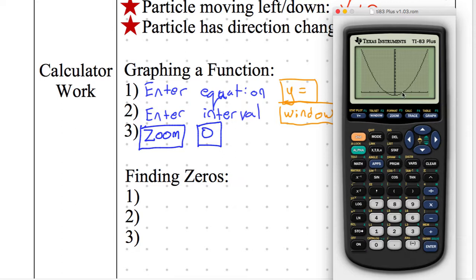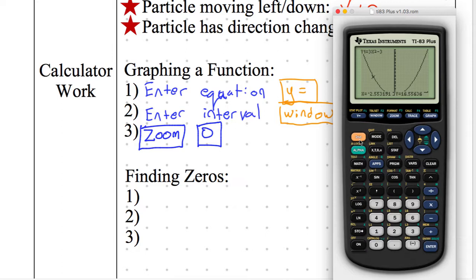So the way that you do that is we need to trace. Actually, we're going to calculate it. You could trace it and just kind of eyeball it and hit left, left, left until you get a y-coordinate of exactly 0. But you'll notice that I can't get exactly 0. I get to 0.12, and then it goes to negative 0.37. So by tracing it, you can see this little cursor move up and down, left and right. It traces the function. But we want to just calculate it.